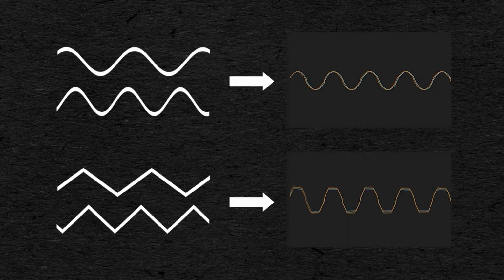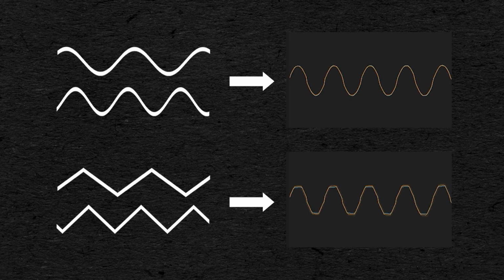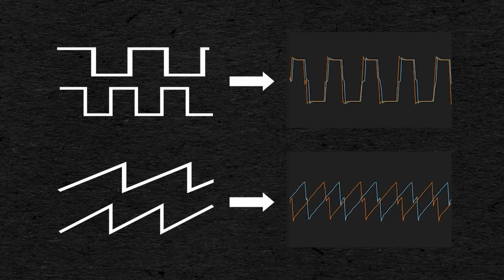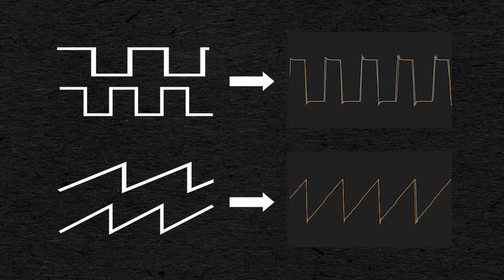When you do that with sine waves or triangle waves, the beating will be even more drastic because they are not made of a lot of harmonics. And if you do that with square waves or sawtooth waves, the beating will be a bit more shallow because they have more harmonics, more frequencies to cover up the hole in the sound.